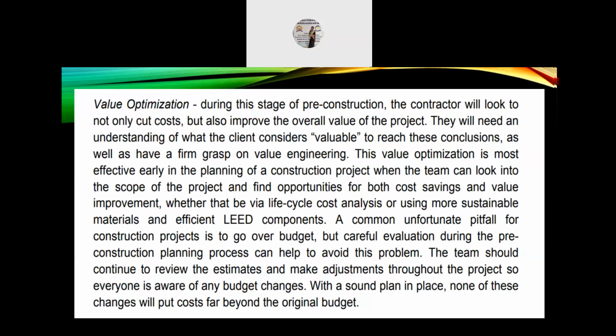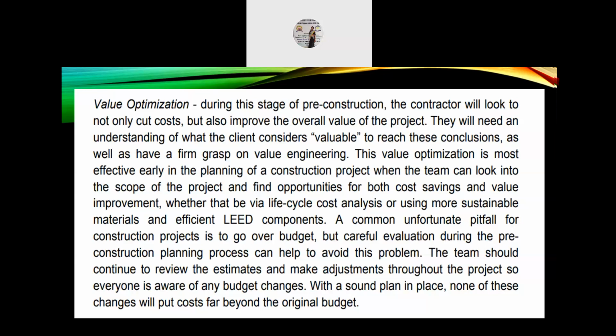Next, value optimization. During this stage of pre-construction, the contractor will look to not only cut costs but also improve the overall value of the project. They will need an understanding of what the client considers valuable to reach these conclusions, as well as have a firm grasp on value engineering. This value optimization is most effective early in the planning of a construction project, when the team can look into the scope of the project and find opportunities for both cost savings and value improvement, whether that be via life cycle cost analysis or using more sustainable materials and efficient LED components, etc.